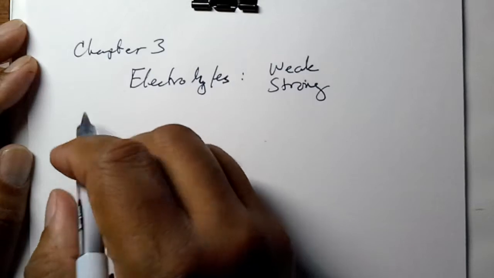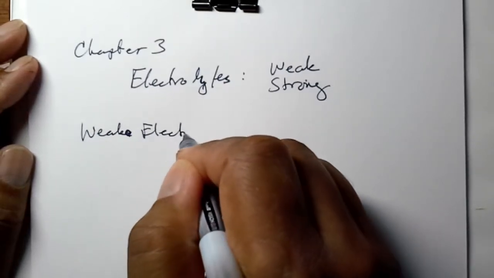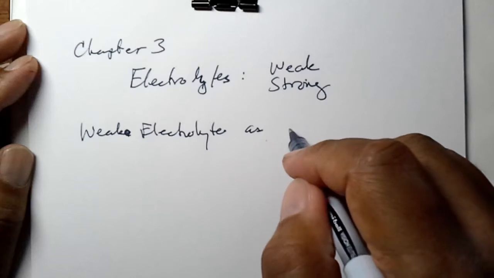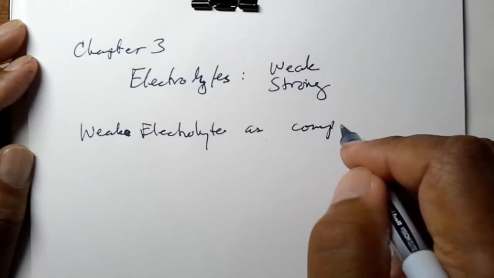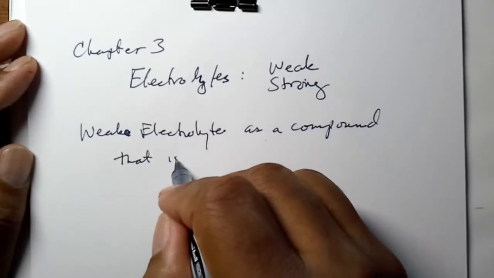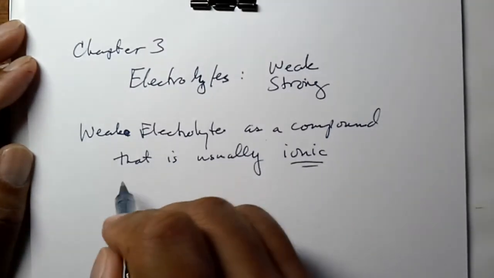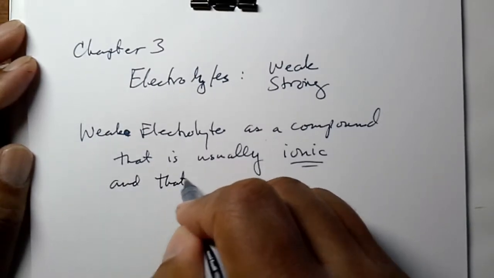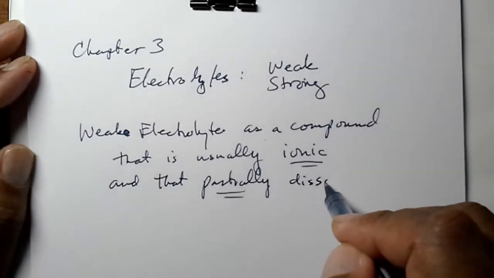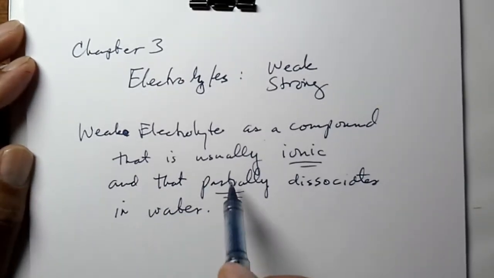So what makes a weak electrolyte? We define a weak electrolyte as a compound that is usually ionic and that partially dissociates in water. Okay? So partially is the key word.